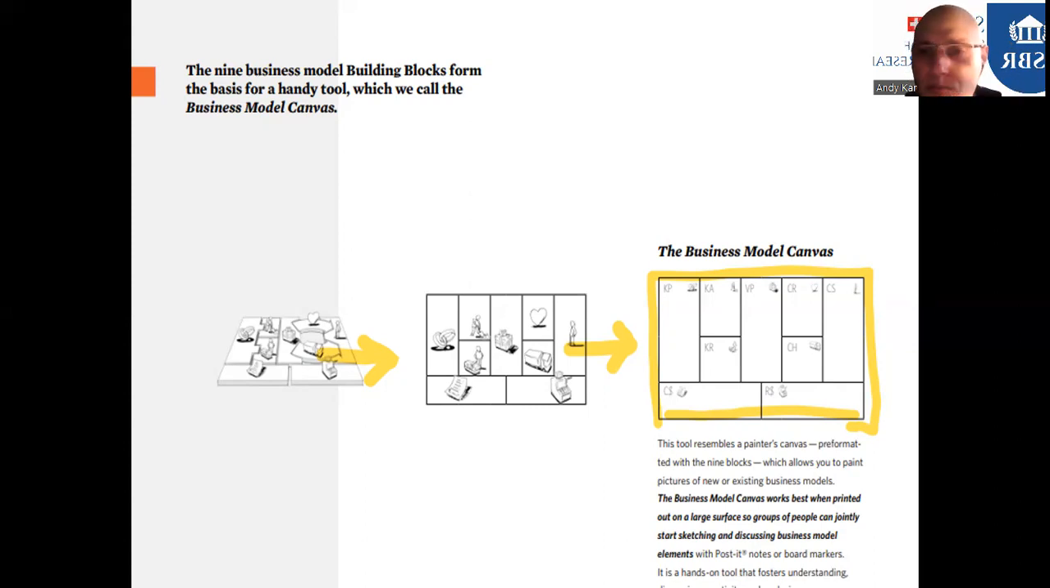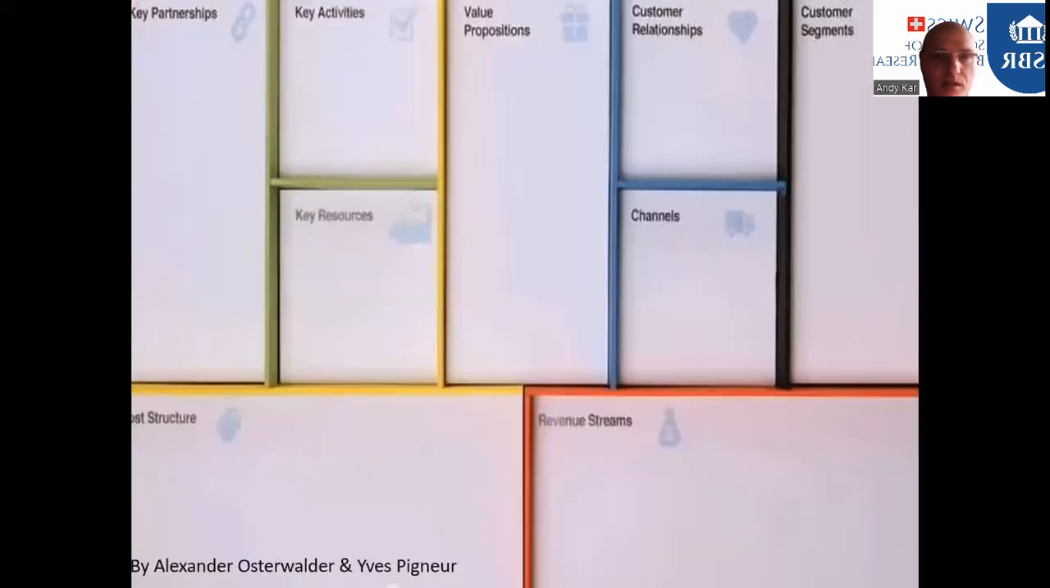The business model canvas works best when printed out on a large surface, so groups of people can jointly start sketching and discussing business model elements. With post-it notes on whiteboard markers, it is a hands-on tool that fosters understanding of what's going on in our business and how we can depict what we want to do with our business via a business model. So it is a tool for creation of our business model based on the 9 blocks that we discussed. Here we have them again: the key partnerships, key activities, key resources, value propositions, customer relationships, channels, customer segments, revenue streams, and cost structure.